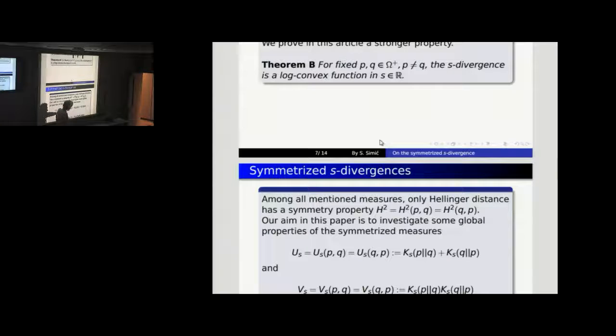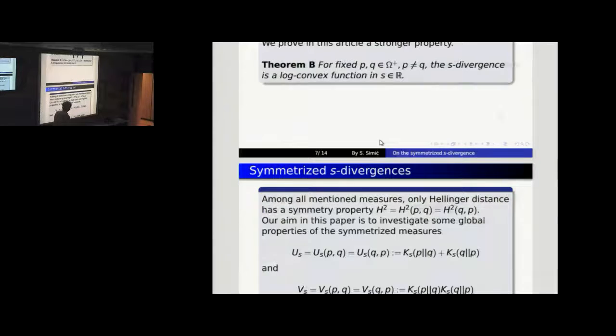If we construct another function, US, to be the sum of those two, this function US is symmetrized. For this one, this relation is true: US of PQ is the same as US of QP, with the sum of those two.